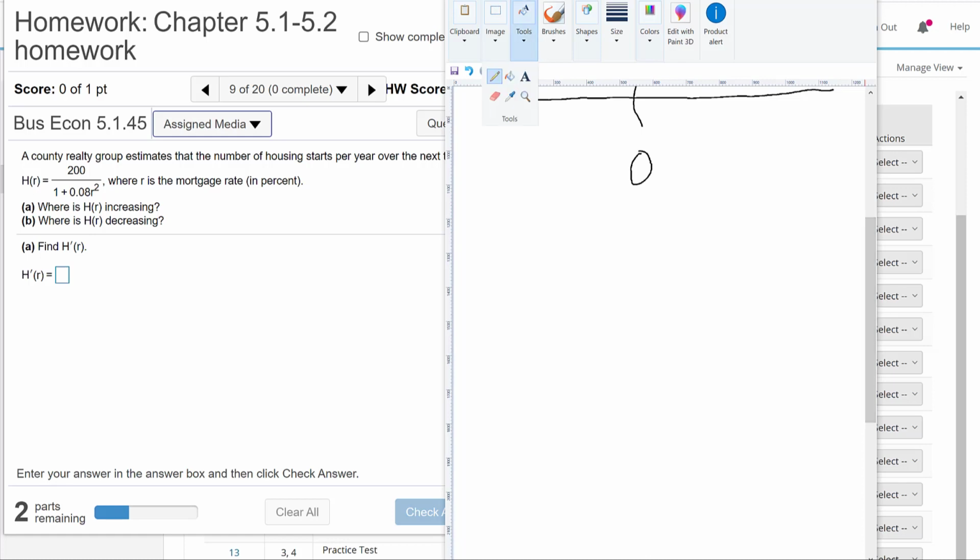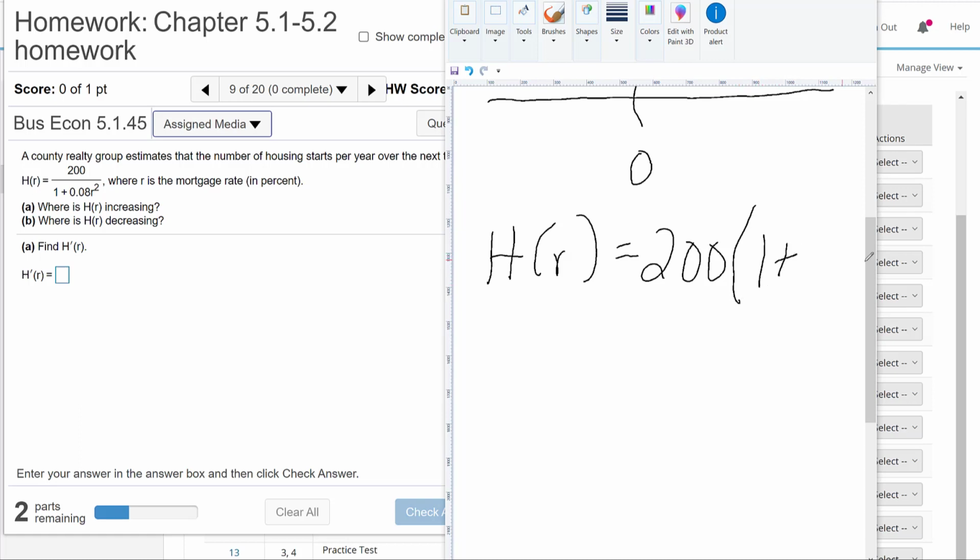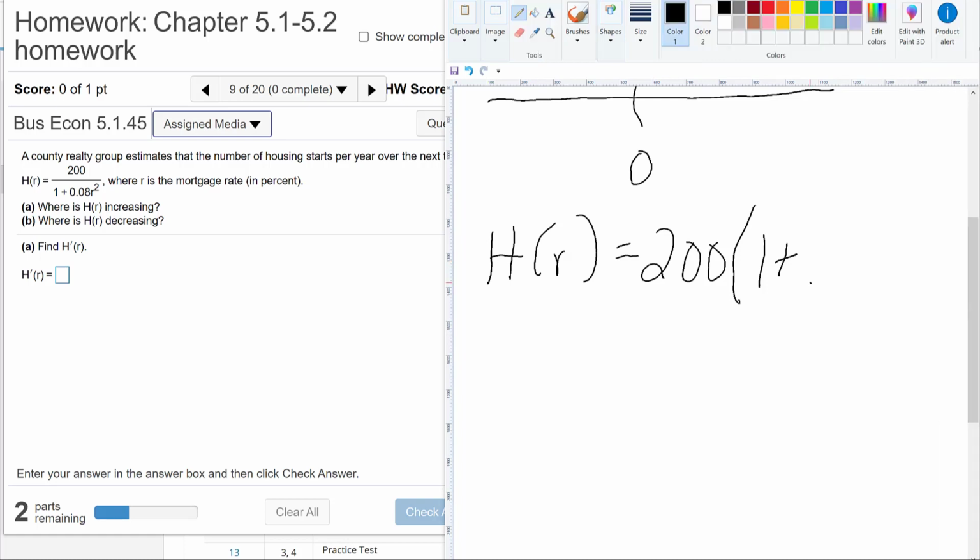So the next thing we have to do is find our derivative, h prime of R. Now, there are a couple of ways to do this. One is to rewrite it. H of R is 200 times 1 plus 0.08R squared, that is, to the -1. Now, if you do that, you can use the power rule and the chain rule. I doubt you're going to think about that, though.